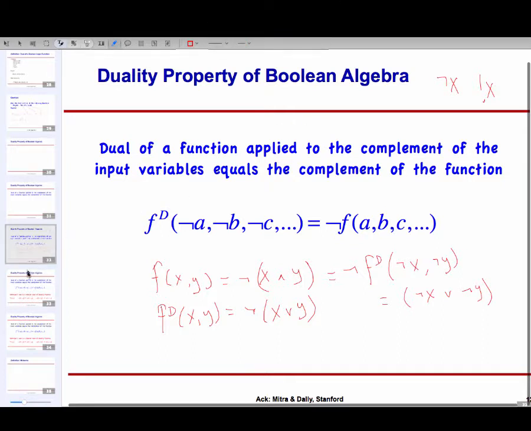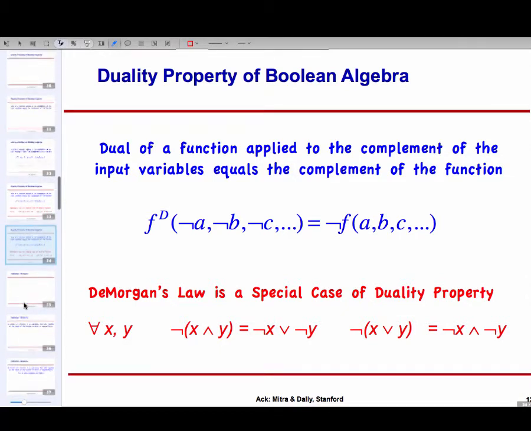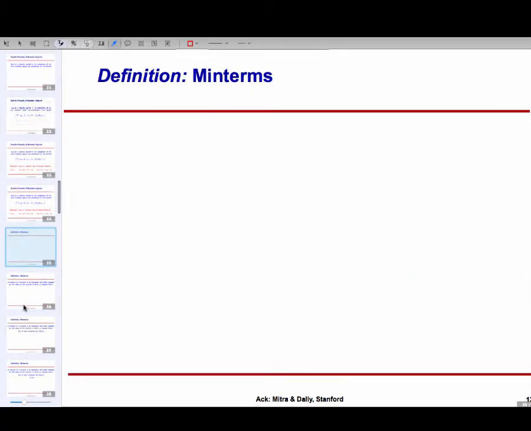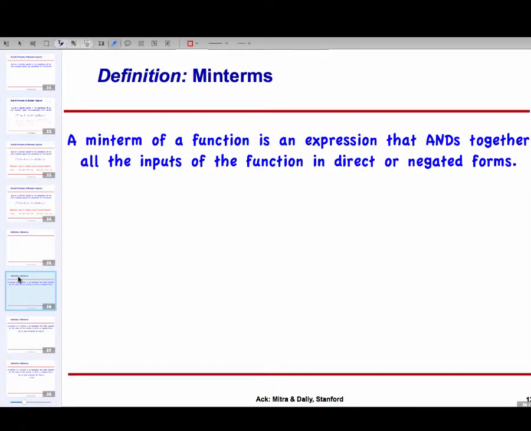Okay, so we already saw this. Next concept, min term. So it's again a definition, but it's a very useful concept. A min term of a function is an expression that ANDs together all the inputs of the function in direct or negated form. So it's a mouthful.